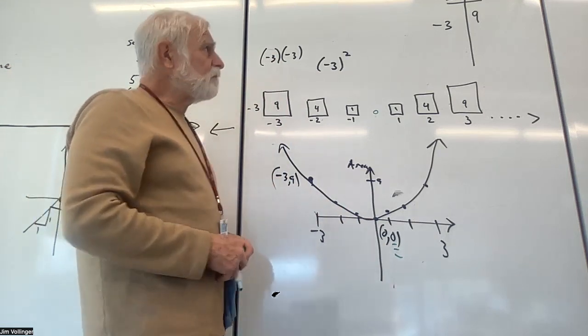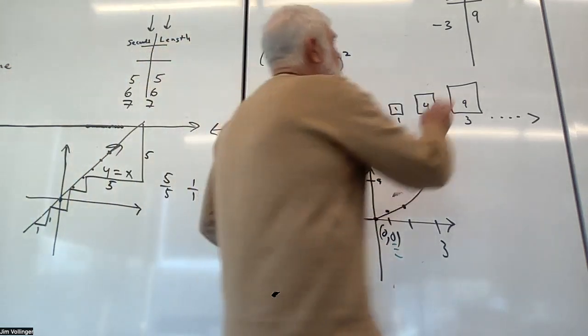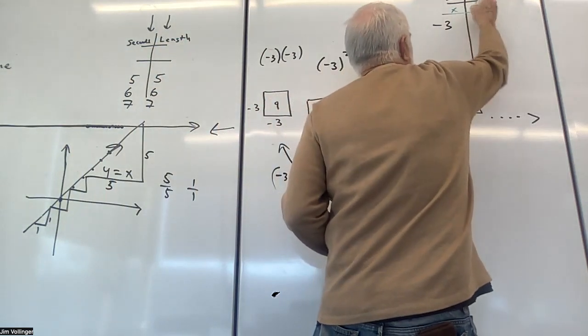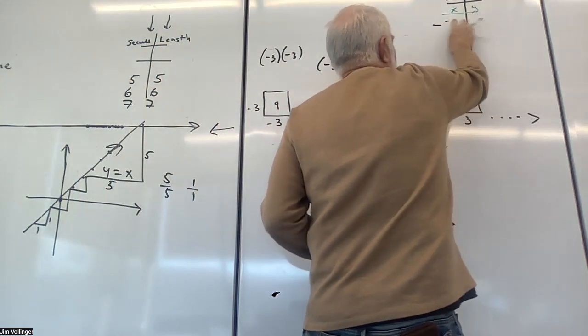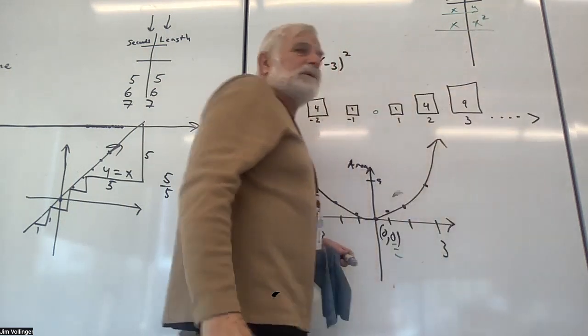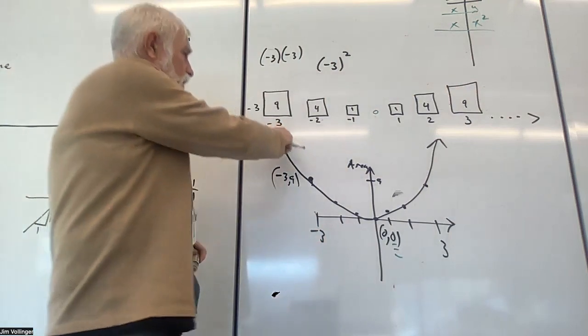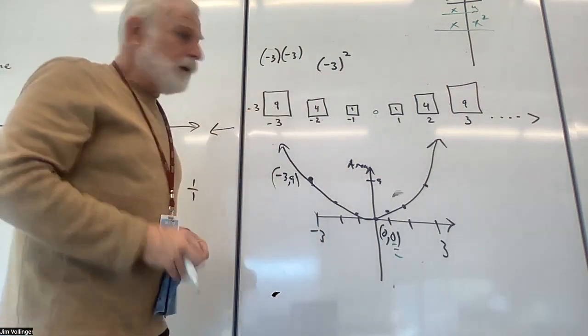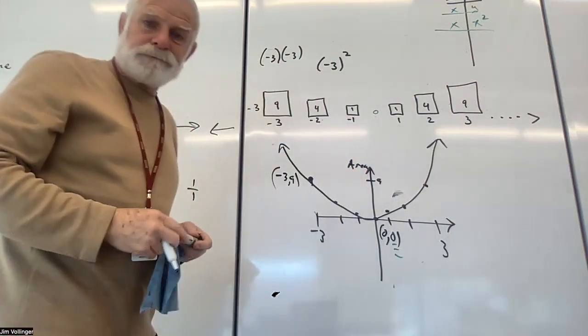And what's the function? We don't work with L and A. We work with X and Y. And where did I get my Y values from? I hope you say squaring the numbers. X is the length. And if you square it, you get the area. That's what the graph looks like.